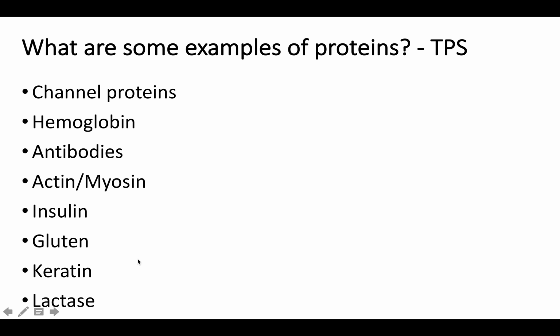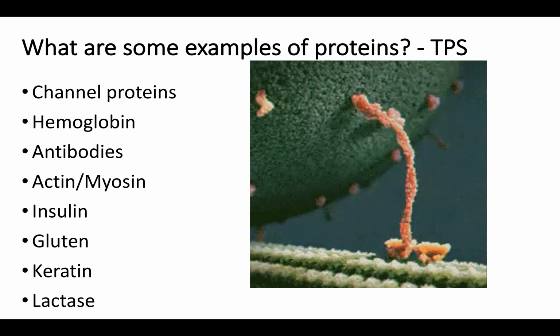Gluten is a protein found in plants. I'm sure you've heard of it. Keratin, as I mentioned earlier, is the protein that makes up your hair and your fingernails. And lactase is a protein that helps digest lactose, the milk sugar, the dairy sugar, and break it down into glucose and galactose.